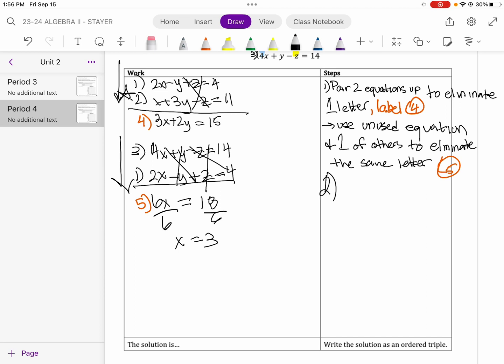Now, the second step is to solve 4 and 5. Now, I've already got one letter. So I have 4 here and 5. 5 is really just x equals 3. And 3x plus 2y equals 15 is equation 4. Sandy, where can this 3 go? In for what letter?